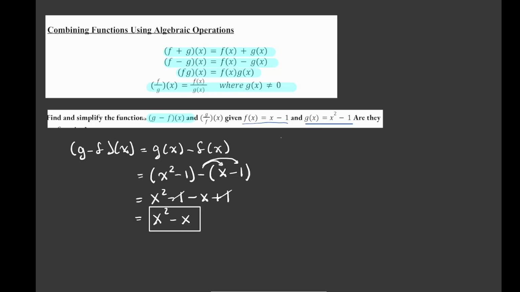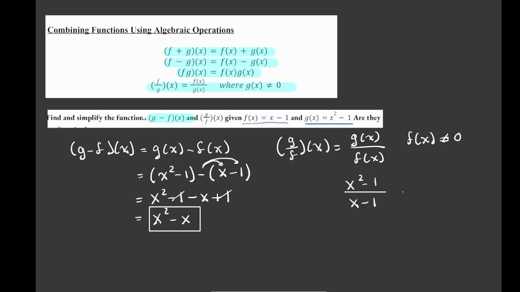The next thing they're telling me is to divide g by f of x. Again, I like to separate it, so it's g of x over f of x. The first thing I'm going to say is that f of x cannot equal 0. Now I write my g of x on top, so it's x squared minus 1 all over x minus 1.